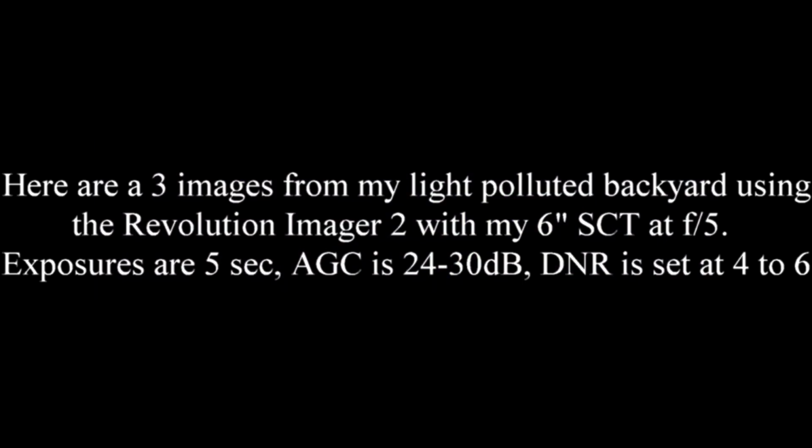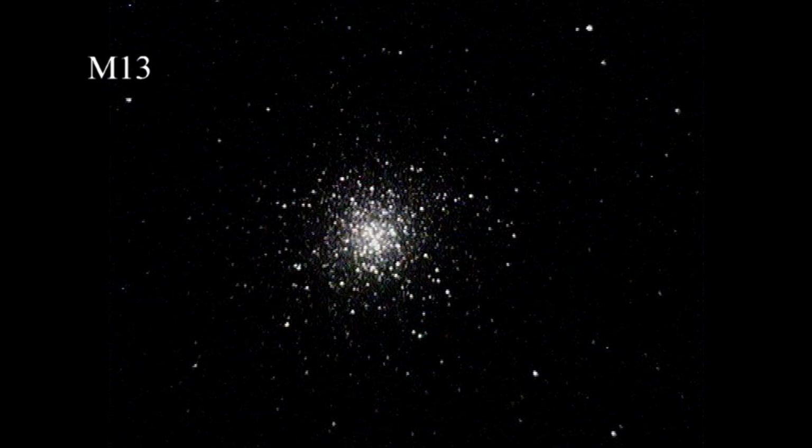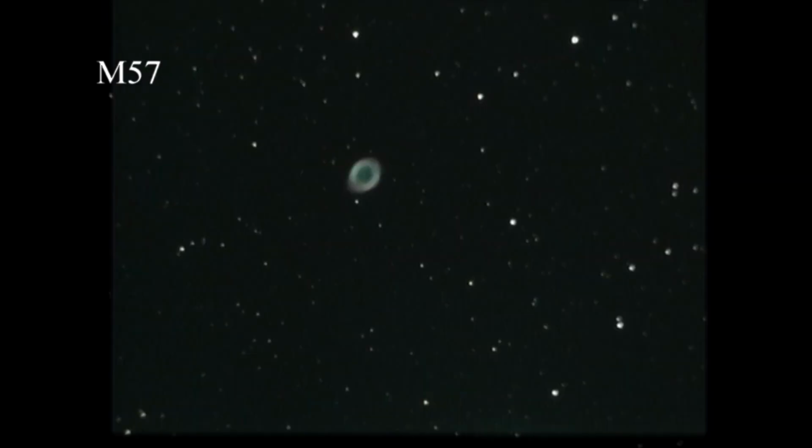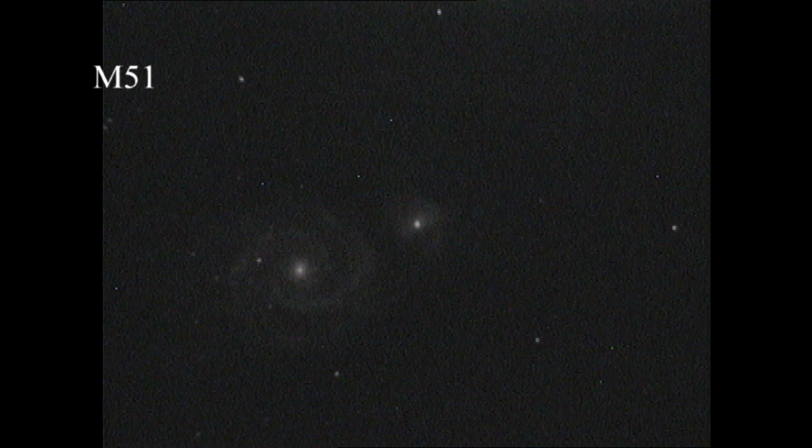For the sake of time, I've inserted images of 3 deep sky objects I was also able to view using this same setup with a Revolution Imager 2. The first one is the globular cluster M13, then the ring nebula M57, and finally the whirlpool galaxy M51.